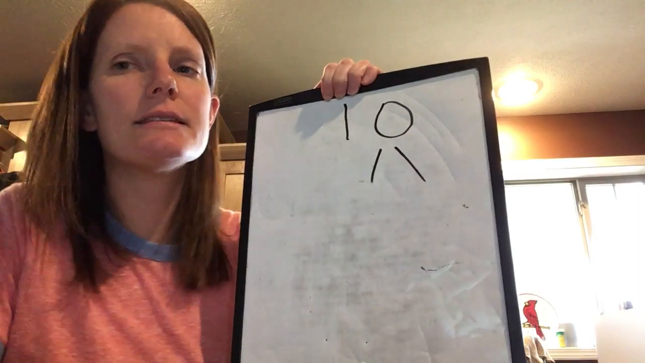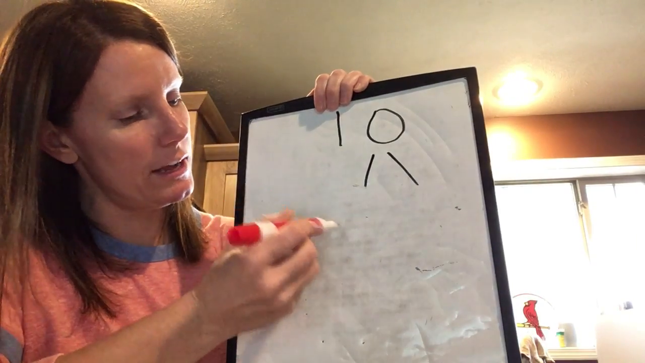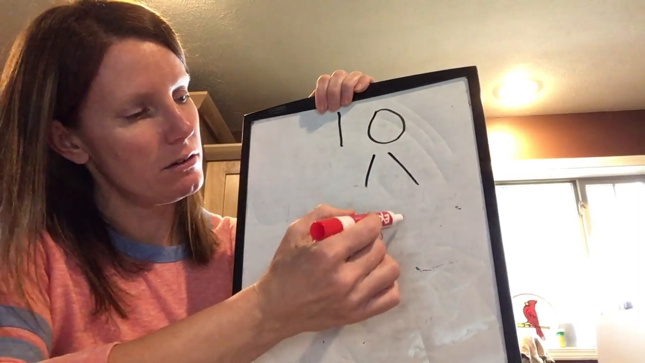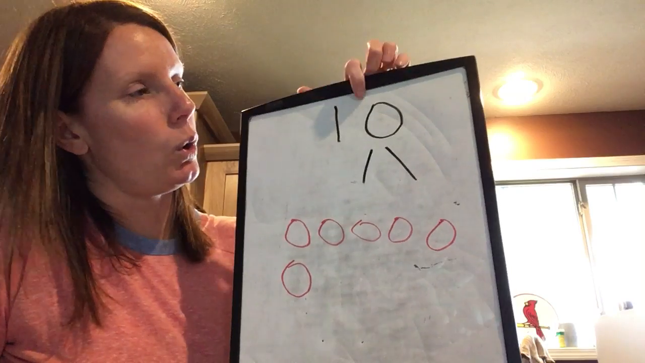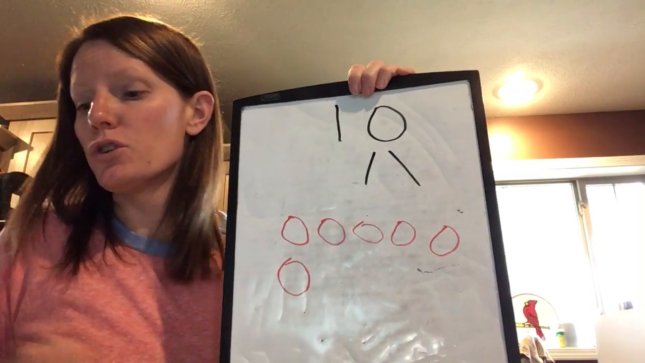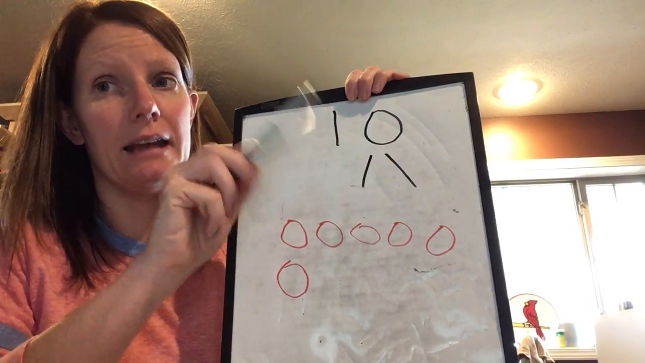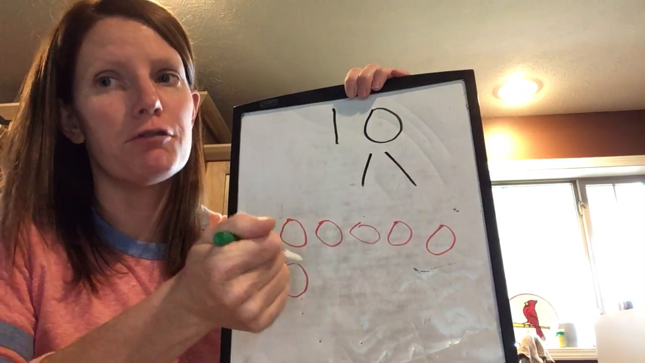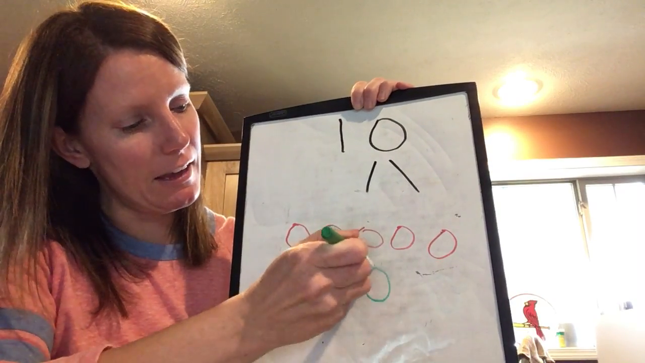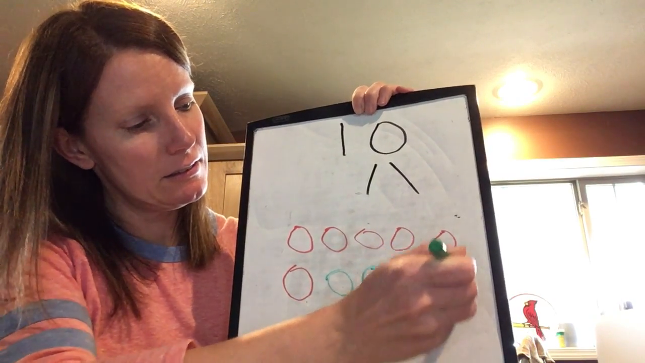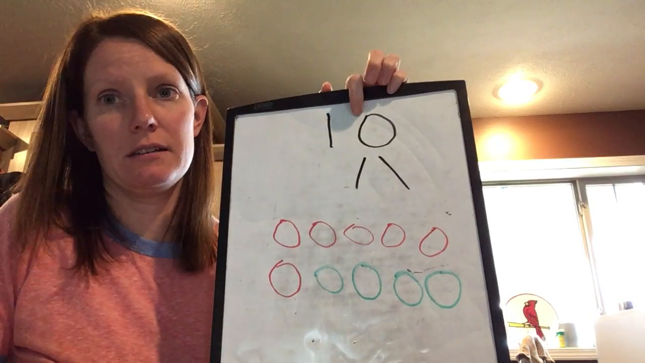So now let's do 6. 1, 2, 3, 4, 5, 6, but what is our whole number? 10, right? There's 6 of them drawn. So now we're going to draw in until we get to 10. We're going to count on from 6, 7, 8, 9, 10. So I have 2 groups of 5 to give me 10.